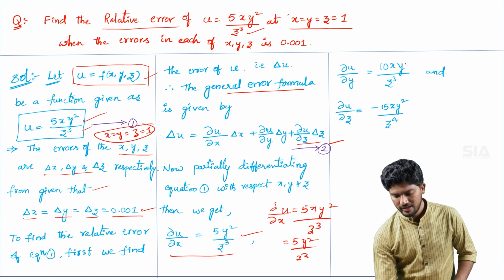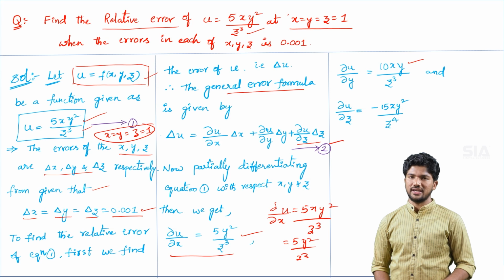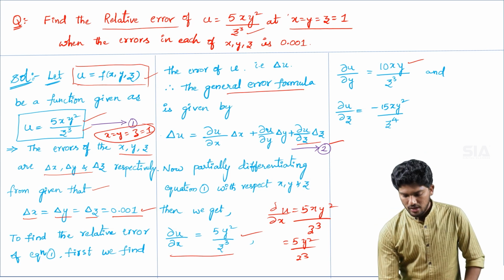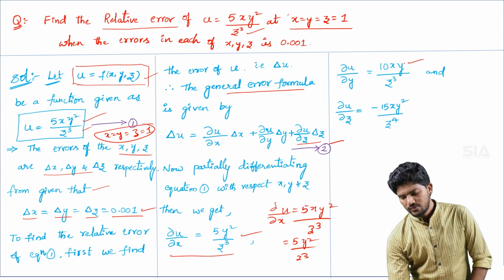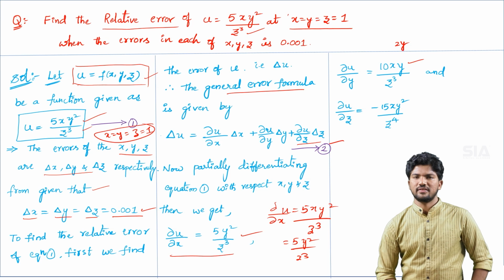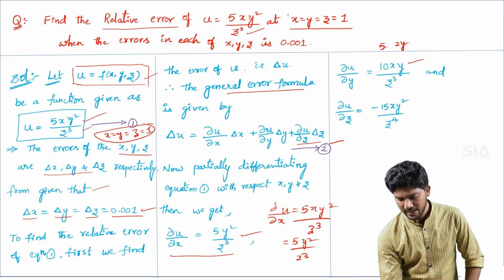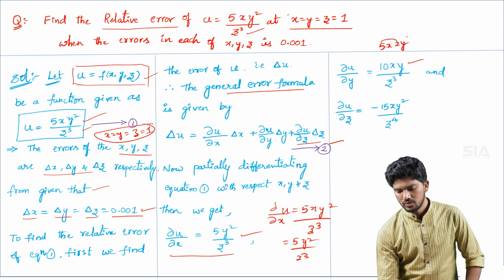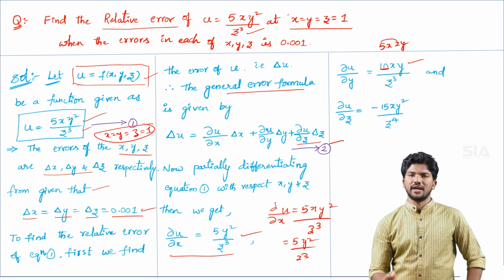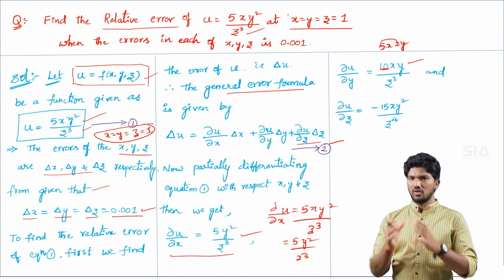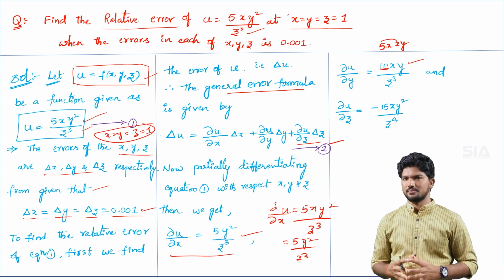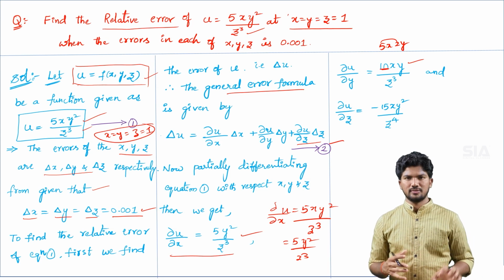Next, the partial derivative of the given function with respect to y. Here y square is there, so for y square, 2y is the derivative. Here you have 5 into x, 5 into 2 is 10, so 10 into x into y by z cube. We are applying it for y only, so the remaining terms will be constants.